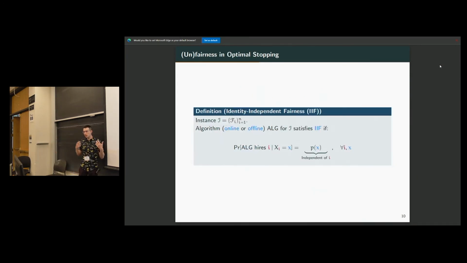OK, so the property that we want in order to avoid this bad situation, we call it identity-independent fairness. And it's similar to before. Now, we don't talk about orderings. It's like a fixed ordering, again. So if you give me a single algorithm, I can tell if this is fair according to this definition. If I compute the probability of hiring person i conditional on their value, if that is independent of i, then it is fair. So that means that I don't care who you are in particular. I hire you with odds based on your value, not your identity.